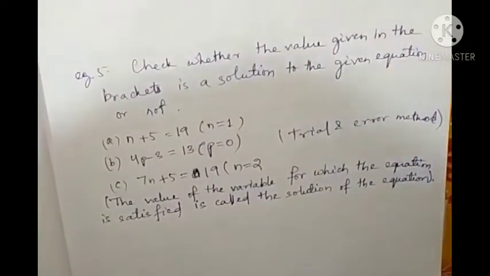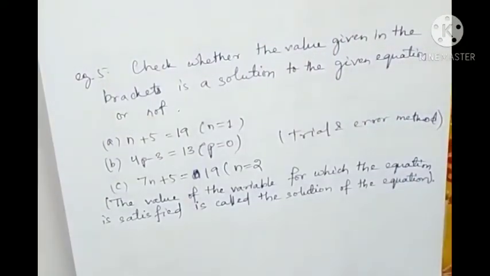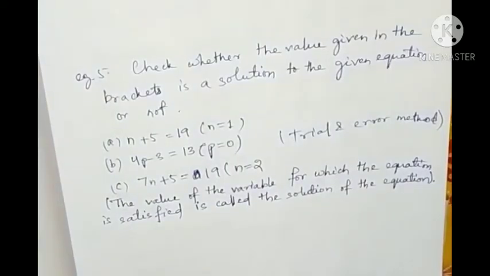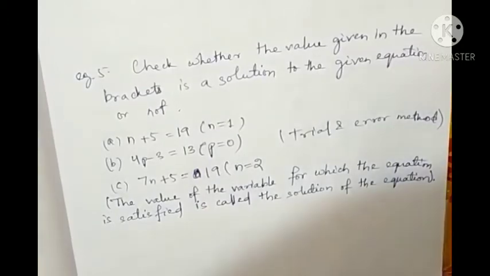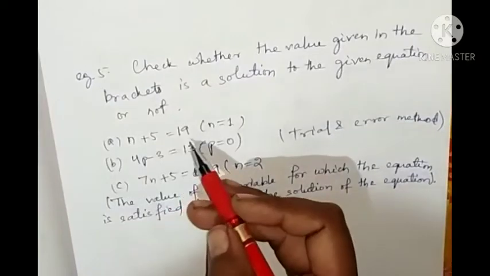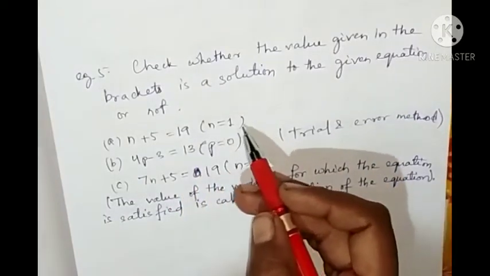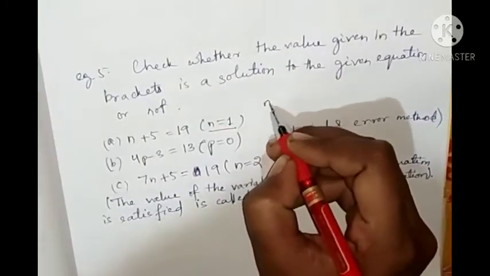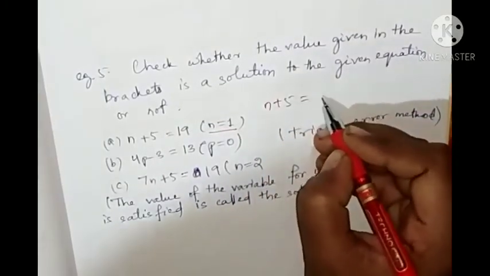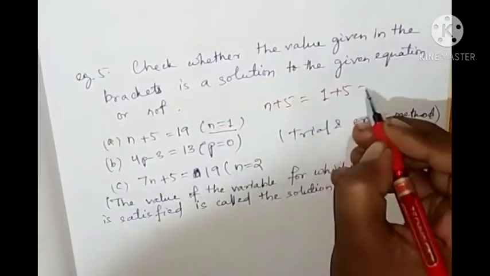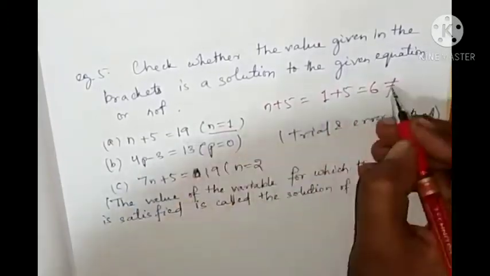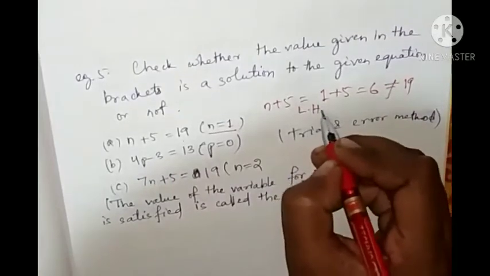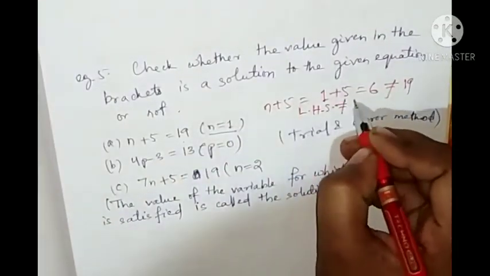Next is check whether the value given in the bracket is a solution of the given equation or not. So we have to check. Look here. Number 1 is n plus 5 equal to 19. We'll put n equal to 1. So n plus 5, n is 1, 1 plus 5 equal to 6, which is not equal to 19. So here LHS is not equal to RHS.